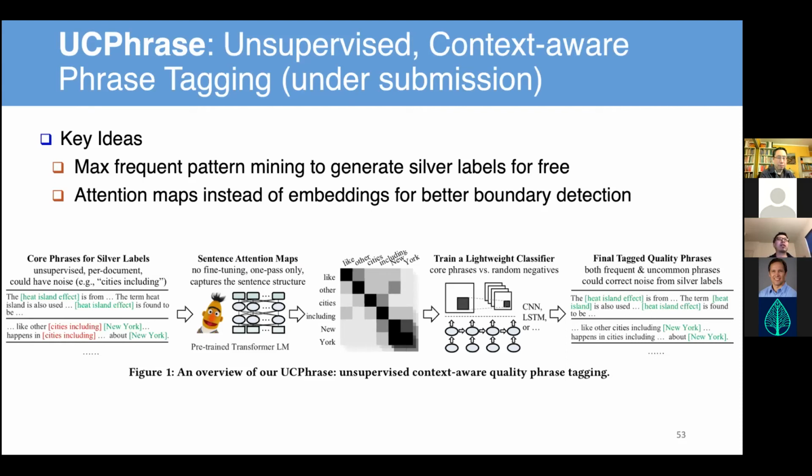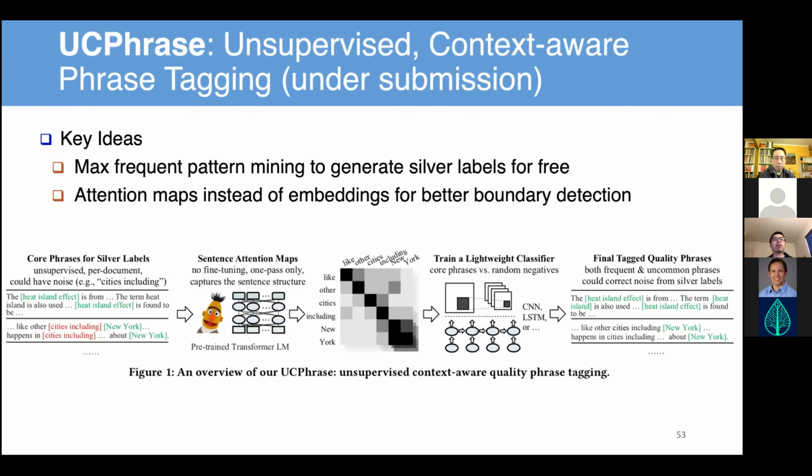We're using maximal frequent pattern mining to generate silver labels for free. We are no longer using the knowledge base. We can derive these labels from the sentences directly, and we can train a neural network model for this tagging purpose. There's an interesting observation we had from the neural network: if you use contextualized representations for this tagger training, very likely you will have some overfitting to the silver label, and you won't go beyond the silver label itself.